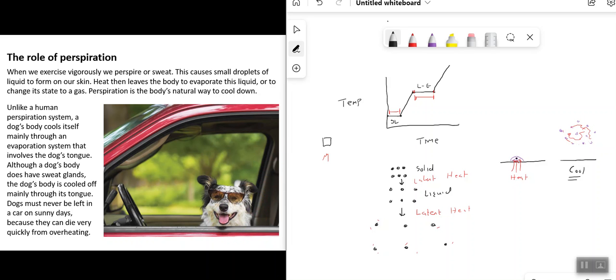Essentially, heat is evaporated through the dog's tongue into the environment. So that's the role of perspiration. So that is heat: we talked about what heat is, how it's measured, the different ways that heat transfers through an environment, and then we talked about latent heat, and the role of perspiration as well. Okay, thank you for listening.